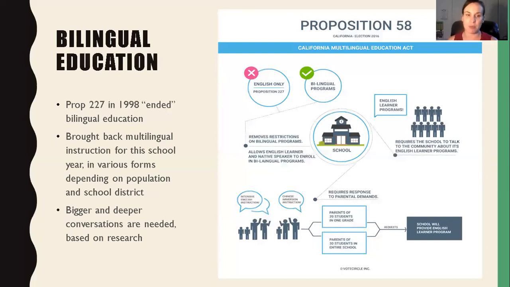I think the problem is that we don't have the opportunity to have deep conversations based on research instead of emotions or past personal experiences. So I think that we need to have bigger, deeper conversations like this on a society level. There's never going to be consensus. But how can we support things like Prop 58 if we are having so much controversy over it?